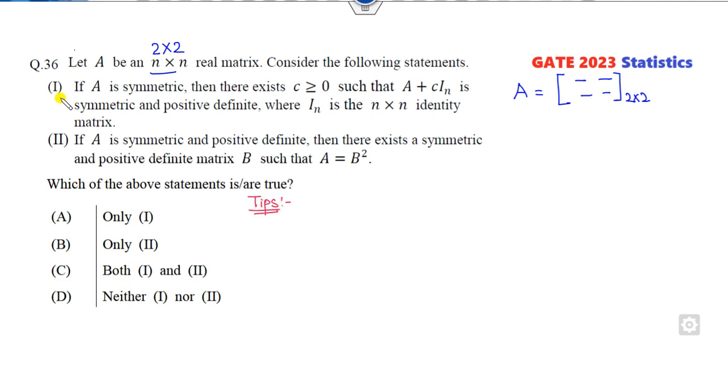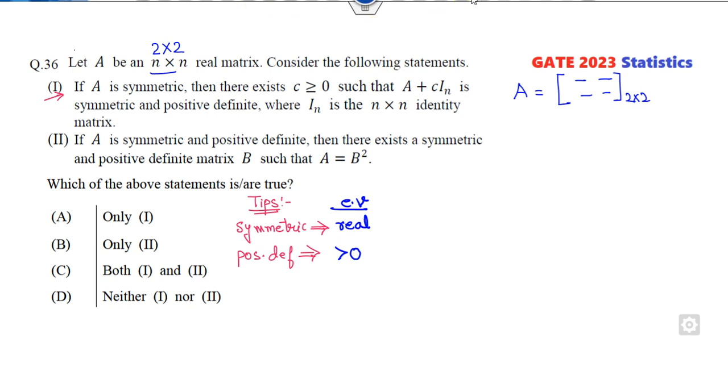If you read the first part, A is symmetric. Fine. And second thing is they are talking about positive definite. What is the meaning of symmetric and what is the meaning of positive definite? Now you can think here. Symmetric means the eigenvalues of the symmetric matrix are real. Positive definite means the eigenvalues of the positive definite matrix are greater than 0.